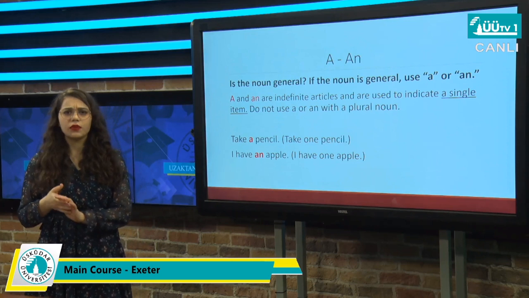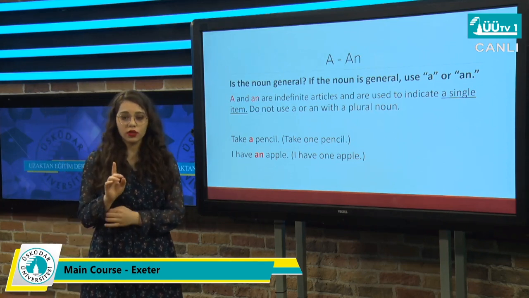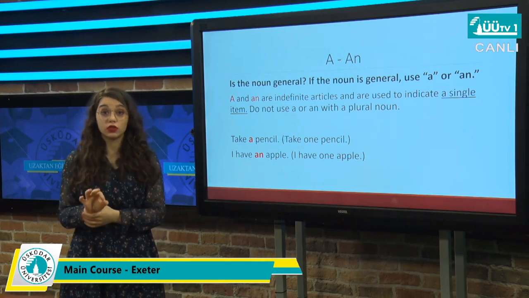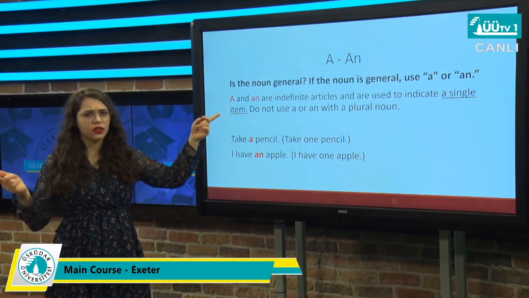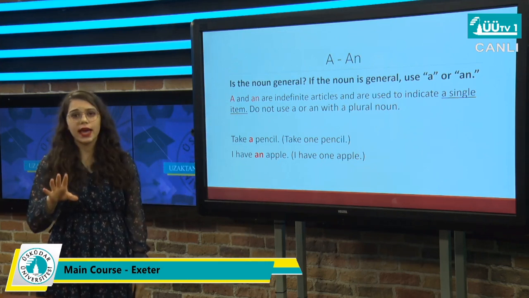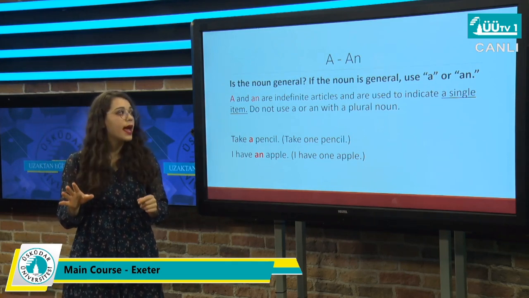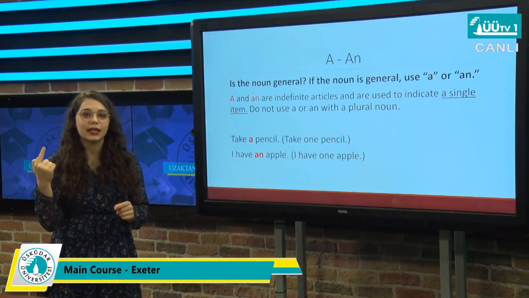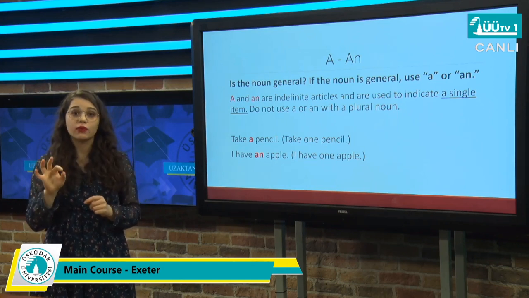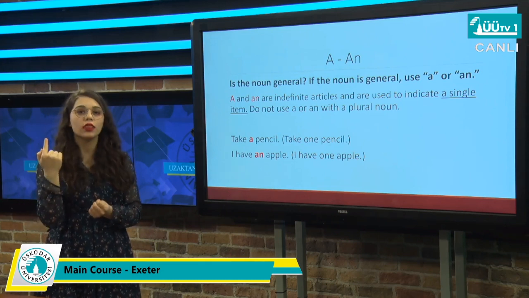So let's start with this a or an. When you're deciding on whether to use a or an or the, ask yourself this question. Is the noun a general thing? If the noun is general, use a or an. So a and an are indefinite articles and are used to indicate a single item. Do not use a and an with plural. A or an tells us that it is one thing only.